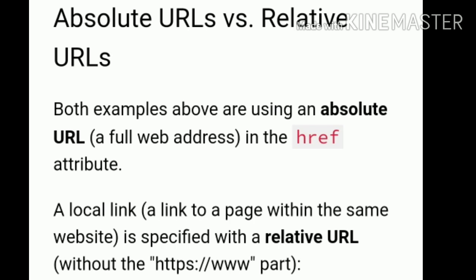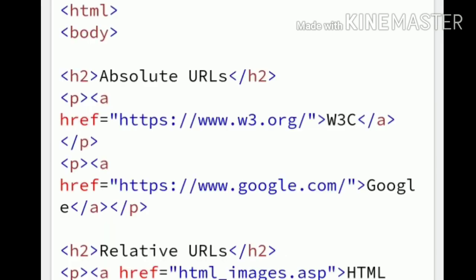Similarly, open another p tag, that is a paragraph tag, and open a href equal to within double quotation https://www.google.com, double quotation, Google, closing a, closing p. You can use another program where you are using absolute URLs.